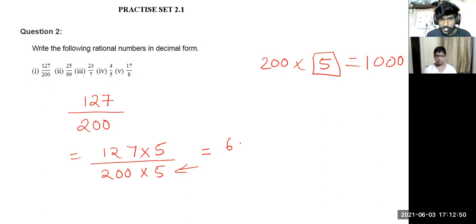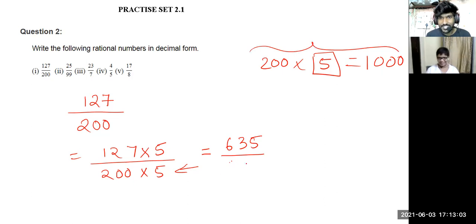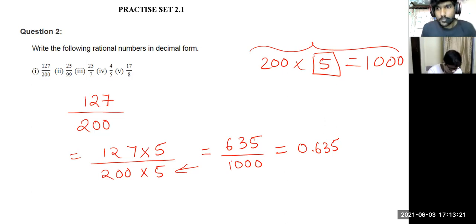So numerator is 635, denominator is 200 into 5. Here we did it. And this in decimal is 0.635. Correct. Did you understand what we did here? Yes, sir. Now I want you to write this right now. Write it in your notebook.